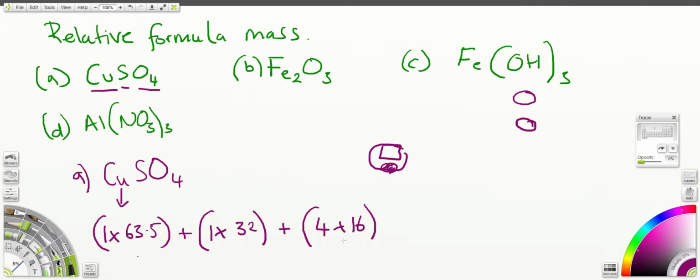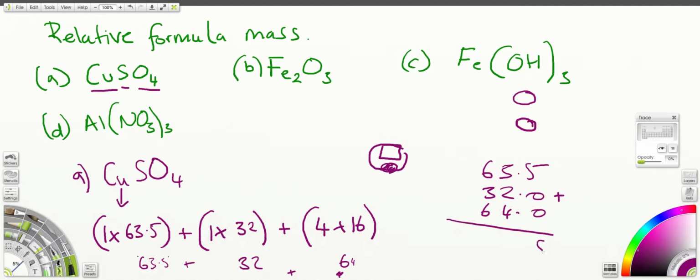Oh my goodness, I should have worked this out beforehand, but it doesn't matter. Let's do it together. 4 times 16 is 64 in total, plus 32, plus 63.5. So if we add these together, 63.5 plus your 32 plus your 64, it's going to be 159.5. So the total molecular or formula mass for this is 159.5. That's that done.